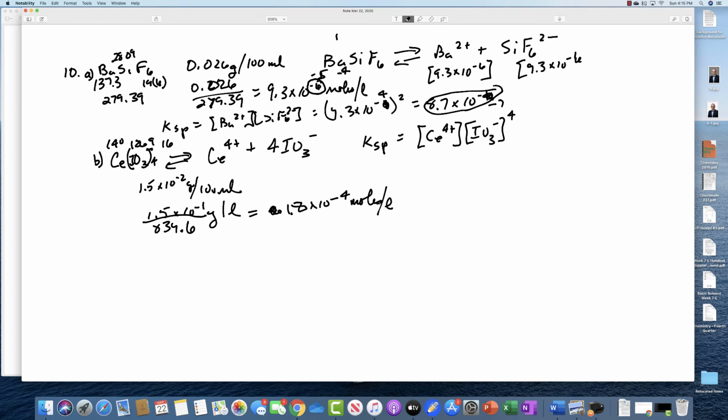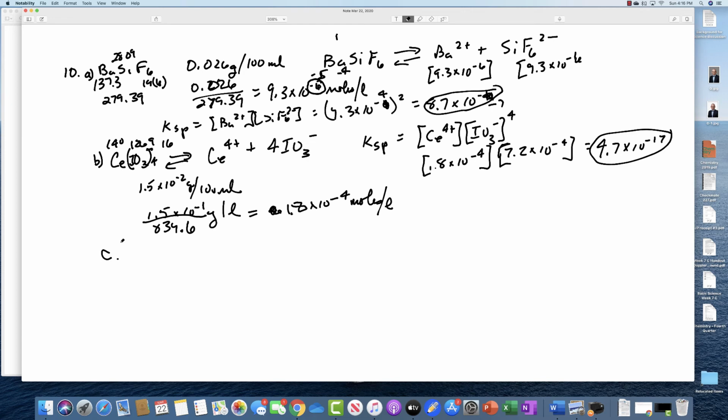So now we're going to take this and put it into this equation. 1.8 times 10 to the minus 4. And 4 times that. Remember, you have to multiply that by 4. So 1.8 times 4 is 7.2 times 10 to the minus 4 to the 4th power. So it's 4.7 times 10 to the minus 17.